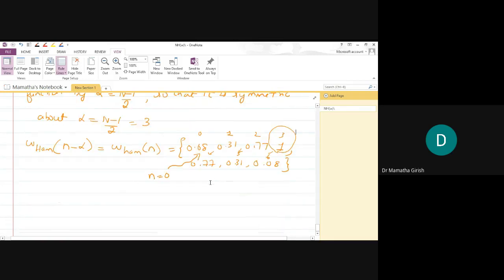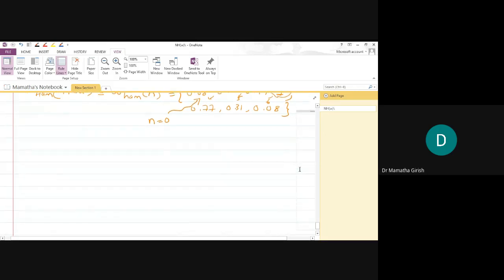Now with respect to this new function, you can form a new table to find the filter coefficients h of n. So this is n, and this would be h d of n. This would be your windowing function w Hamming of n. The last one would be h of n.